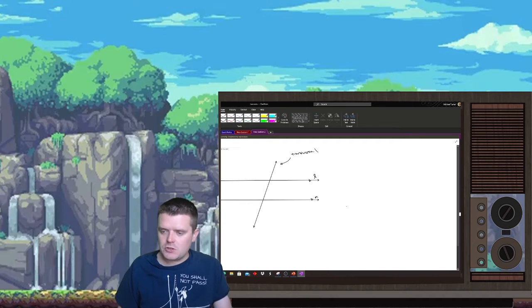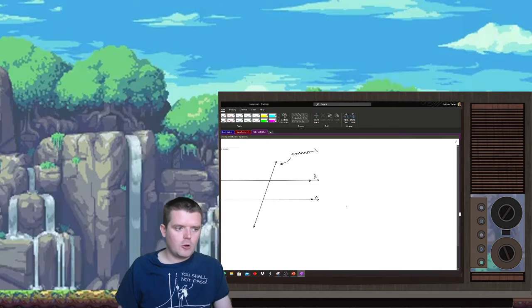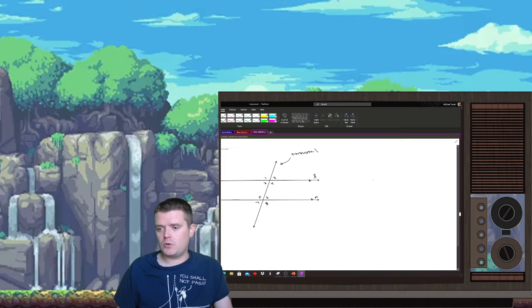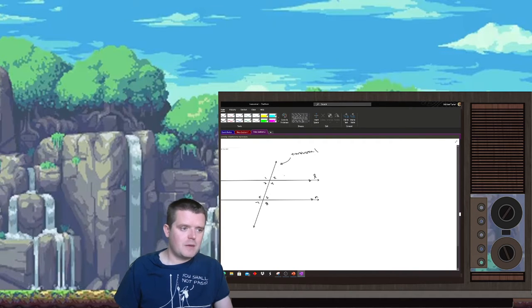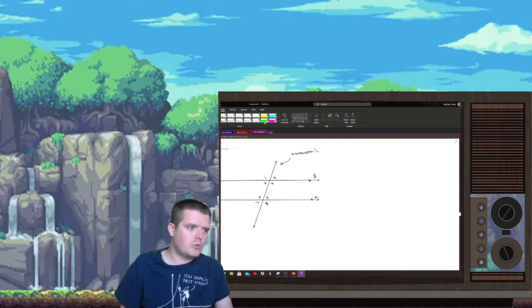When we draw a transversal, we end up with a lot of different types of angle pairs. If you can see here, there are a total of 8 angles, and we can label these 1, 2, 3, 4, 5, 6, 7, 8. In these types of diagrams, if I pick any two, they're either going to be supplementary, which means they add up to 180 degrees, or they're going to be congruent, which means that they are the same. Now, we have specific names for each of these angle pairs, which we'll go through here in just a second.